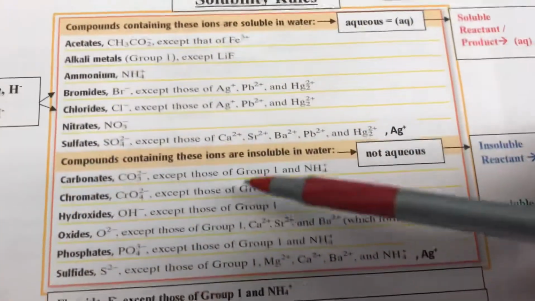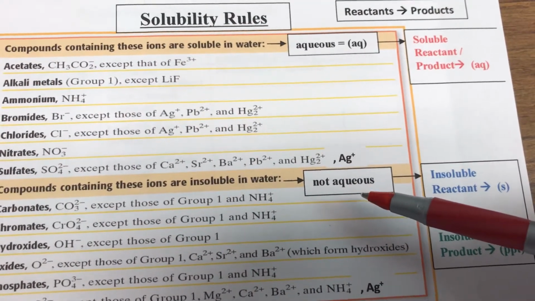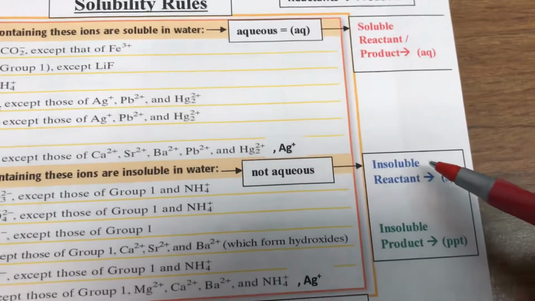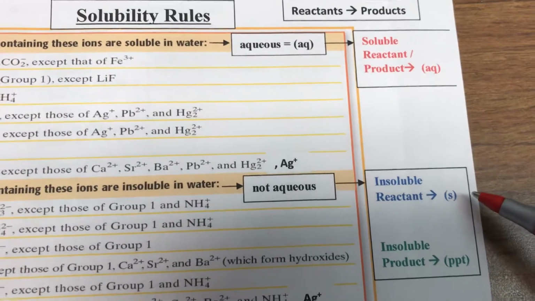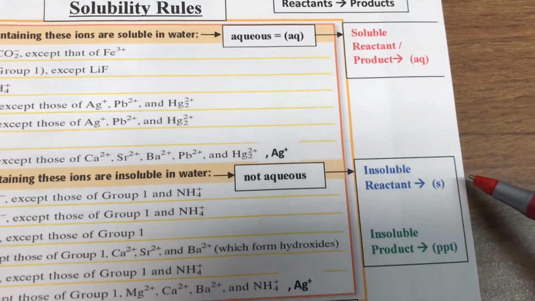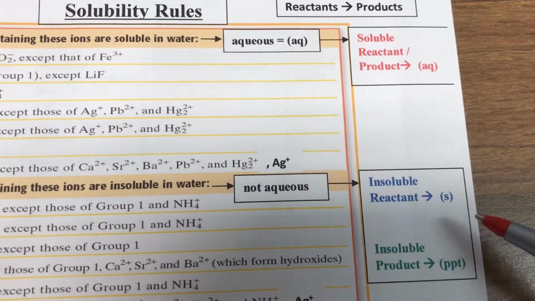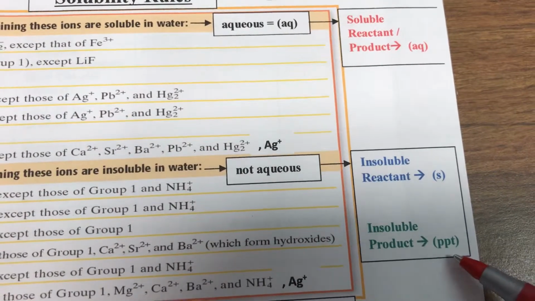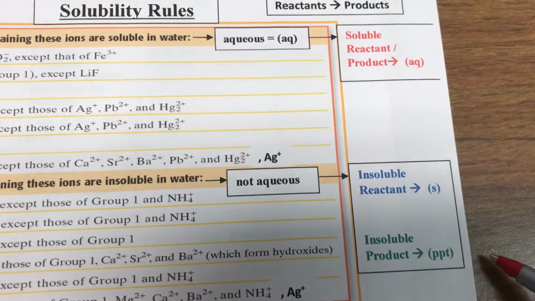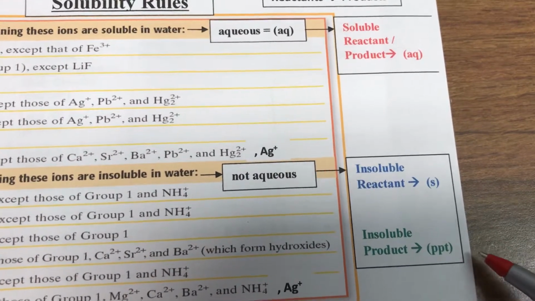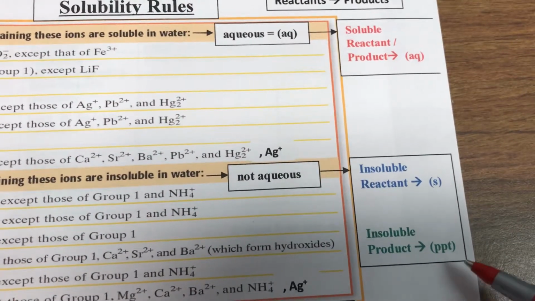On the bottom will be anything insoluble. If it's insoluble, it's not aqueous, which means they stay in the water as a compound. An insoluble reactant will be solid. For example, I just get the compound from the bottle in the prep room, and I have not even started my reaction yet, so everything is solid. An insoluble product is something that, after the reaction, I find precipitated out as a solid. That will be PPT. Both are insoluble, but for the reactant we say solid, and for the product we say PPT.